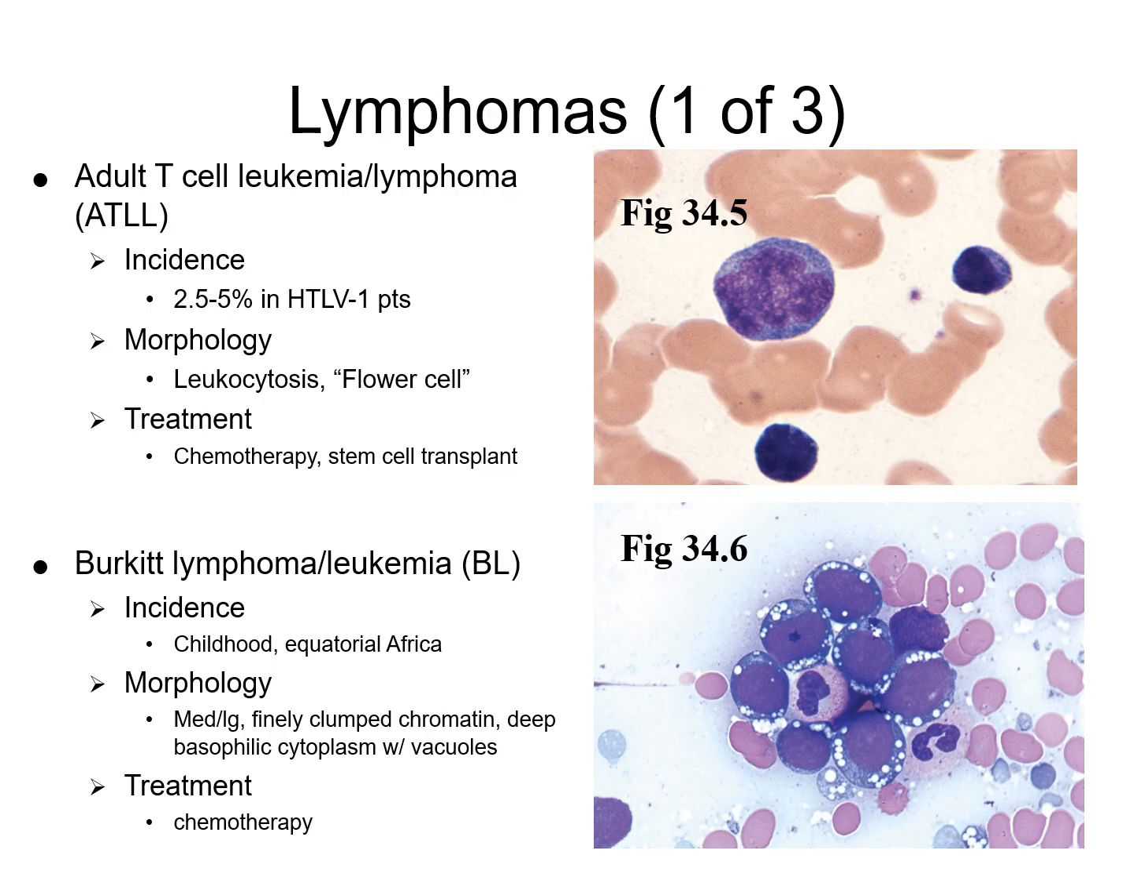For morphology, patients often present with leukocytosis. They'll have a characteristic flower cell seen in the peripheral blood smear, so atypical T cells with multilobulated or convoluted nuclei resembling flower petals. That's the top one on the right. It kind of looks like a flower if you look at the nucleus.